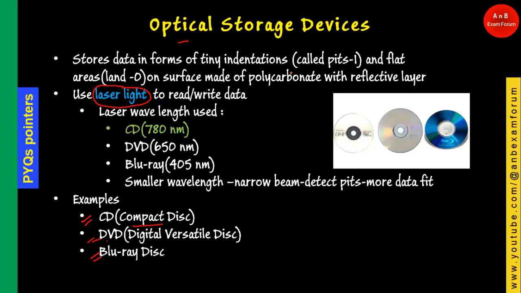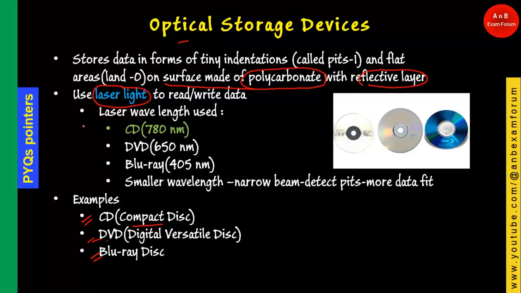Because this CD has a certain surface, which is made up of a polycarbonate refractive surface. This is for your information only, and it stores the data in the form of some pits and lands. Some pits and lands are there inside the CD or DVD, with the help of which it is able to identify whether it is 0 or 1. In other words, it is going to store the data in this particular device.